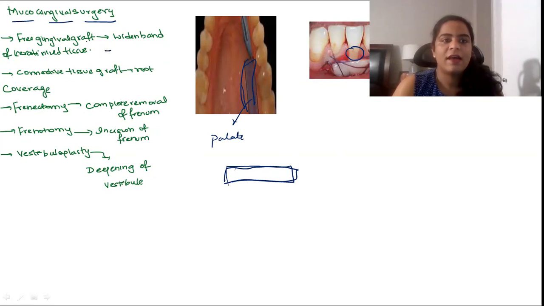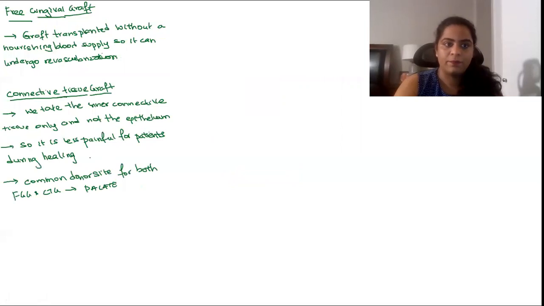So free gingival graft means it is a widened band of keratinized tissue, like this is an example. Connective tissue graft is mainly used for root coverage. Now frenectomy, frenotomy. Frenectomy means complete removal of frenum, whereas frenotomy means incision of frenum. And vestibuloplasty means deepening of the vestibule.